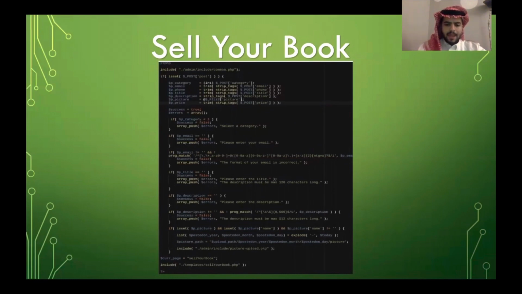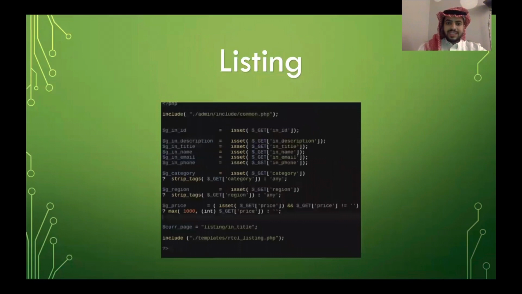And the next one is listing. This code simply gets the listing details such as title, description, name, and phone from the database and displays it on the request page.